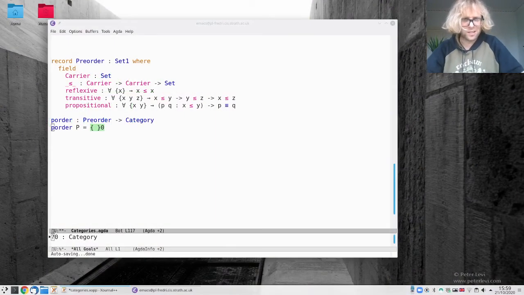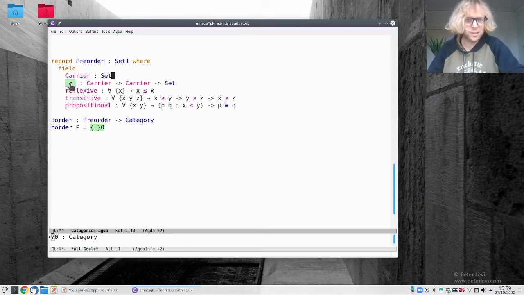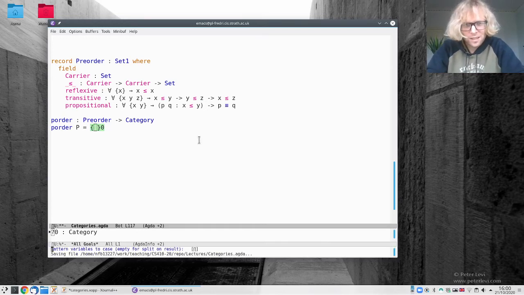So let's see if we can do this. So here I defined what it means to be a preorder. So I have a carrier set, I have an order relation which is reflexive and transitive, and I've asked that it's also propositional. So if P and Q are proofs that x is smaller than y, then P is equal to Q. Okay, so let's see if we can do this.